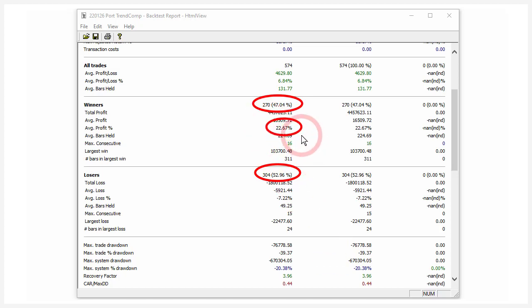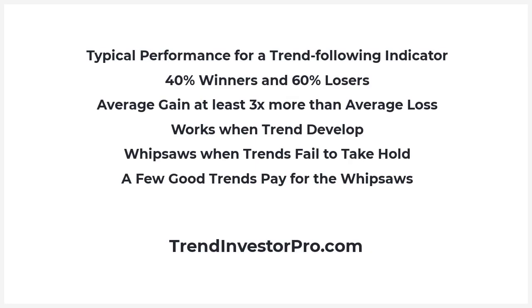The average profit was 22.67%. The average loss was 7.22%. And so this is pretty typical for a trend following strategy when we look at the raw numbers. So as you saw from that, that was a good run from 2007 until now. But in general, realistically, you can expect 40% winners, 60% losers. But the average gain is typically 3 times larger than the average loss.